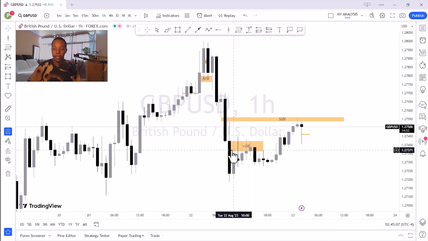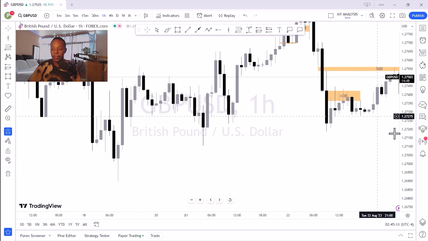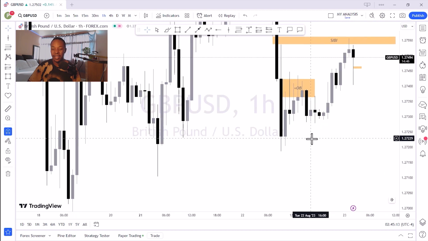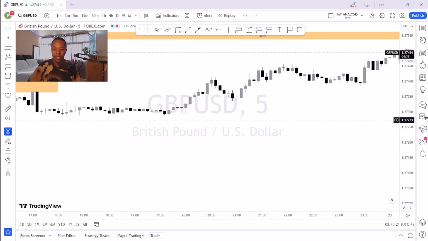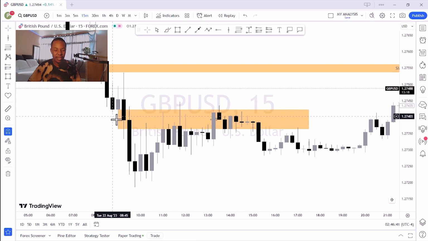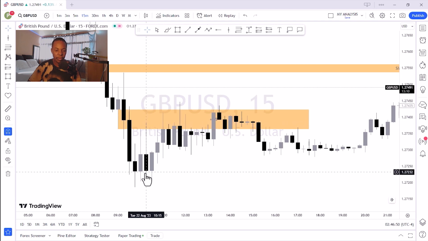I took a GBP USD sell during the PM session. I had this order block here, a 15-minute order block. So I took my sells around here. Actually no, I took it here. Yeah, I took my sells around here. We went into profit and then kept going up.